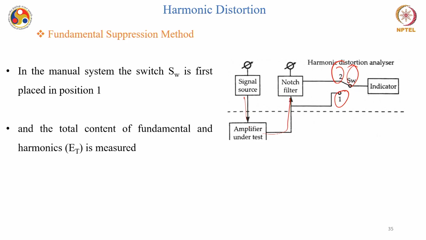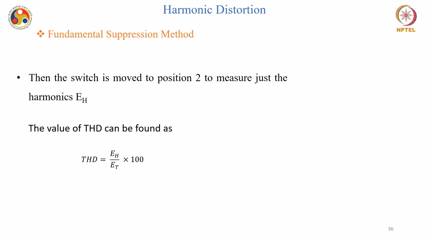So, let us consider, this is basically done in manual mode. Consider that this switch SW is first placed in position 1 and it is disconnected from position 2. So, what signal is this indicator showing? The signal goes from the signal source to this amplifier under test, and then it is passed to the indicator, because switch 2 is now not connected. In this case, the total content of the fundamental and harmonic is measured, because you are completely passing the output of this amplifier to the output.